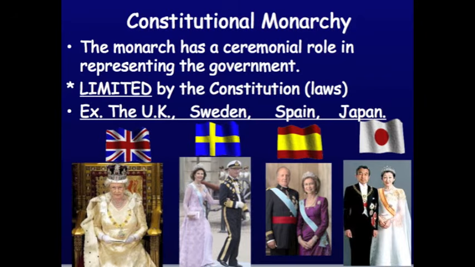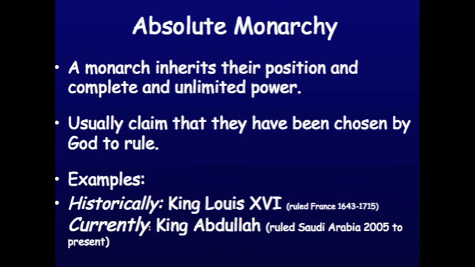Here are some examples: the UK, Sweden, Spain, and Japan. Below are pictures of each of the monarchs of these countries. Do you know who these people are? Now, let's move on to unlimited governments.